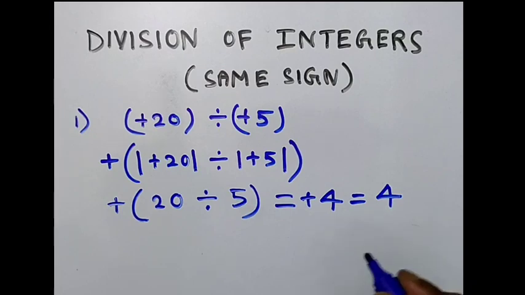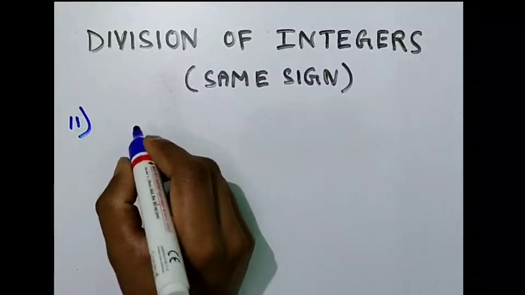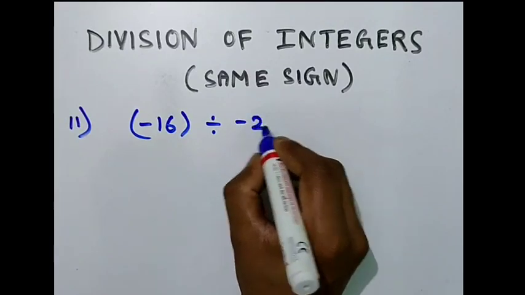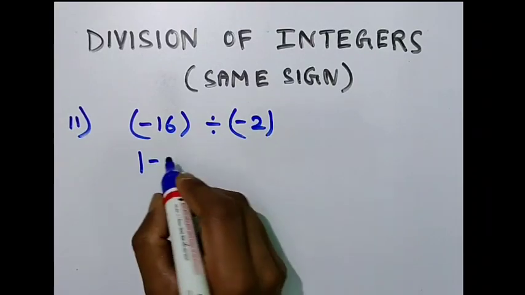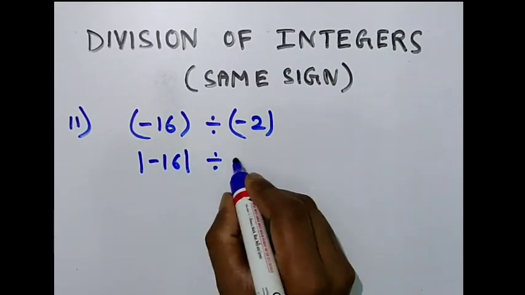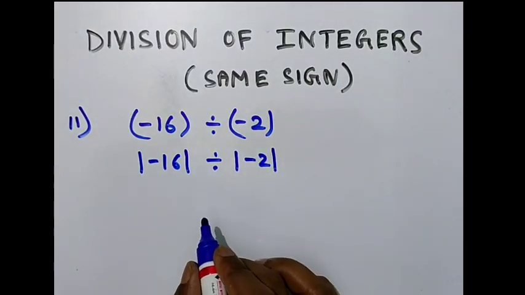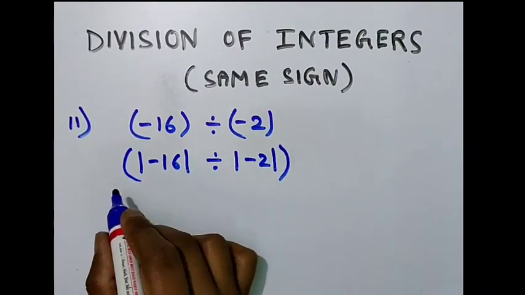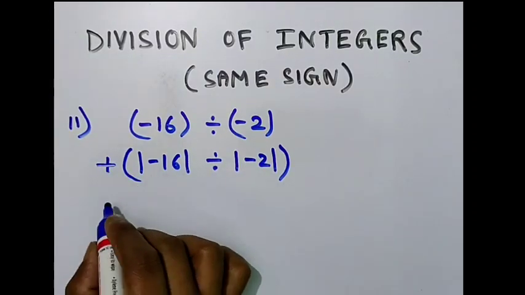Let's take a look at another example where both the integers are negative. So here we take negative 16 divided by negative 2. So here also we'll first find the absolute value of both the integers. So absolute value of negative 2. Then this will result in a positive integer like the definition said. So we'll put a positive sign.